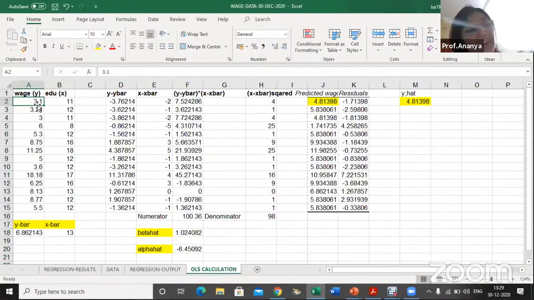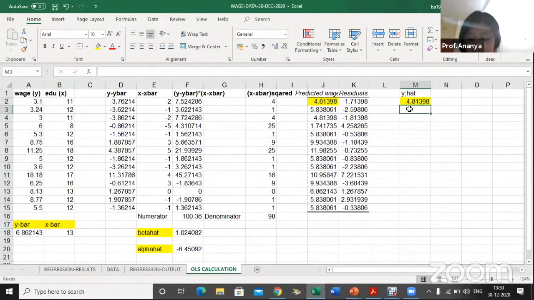Now, once I have run the regression, what have I got? I have got the straight line. The straight line is of this form: minus 6.45, which is alpha hat, plus 1.02 into education. Beta hat is 1.02. I get predicted values. What are these predicted values? They are points on your regression line. So it's simply alpha hat plus beta hat into x.